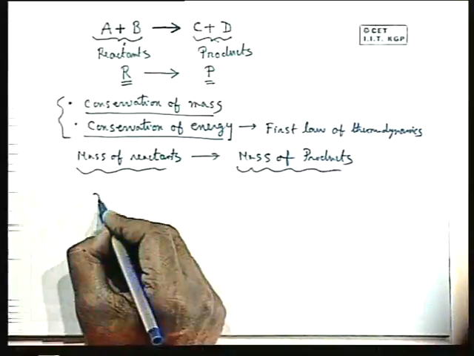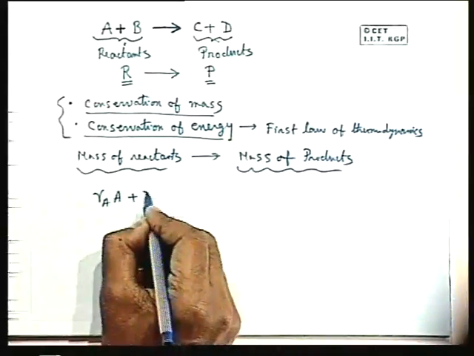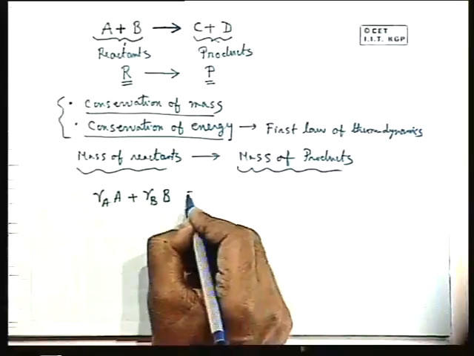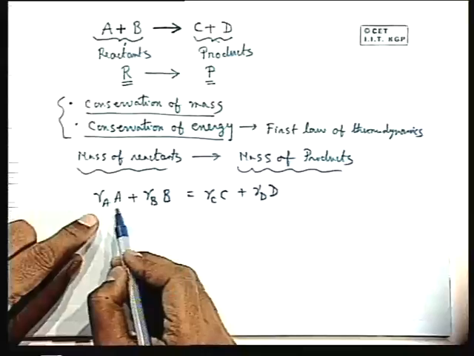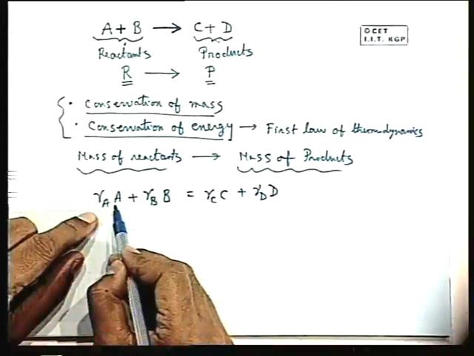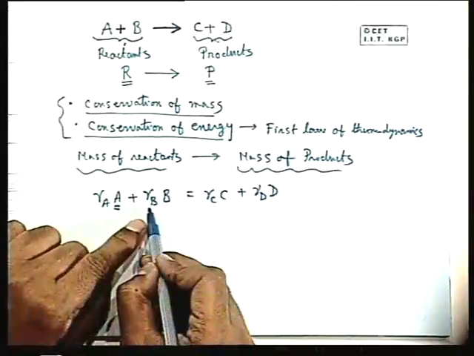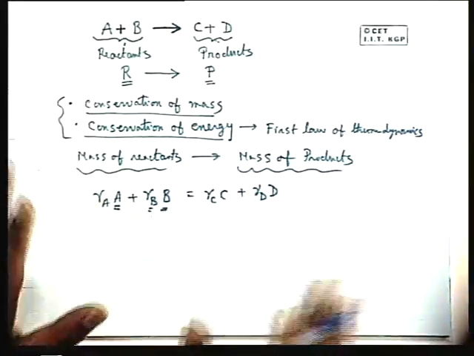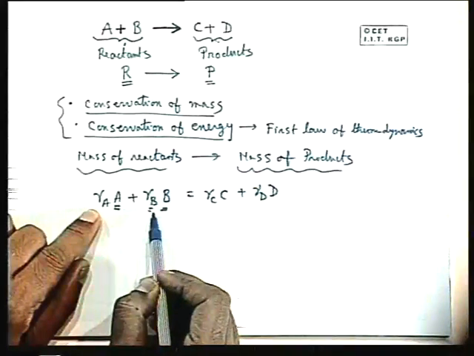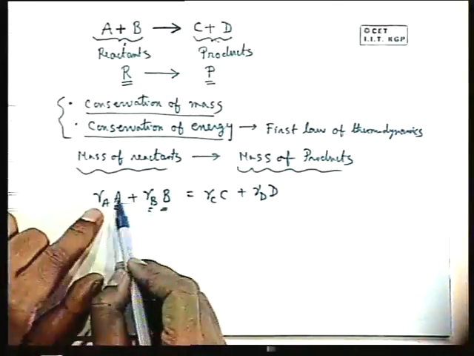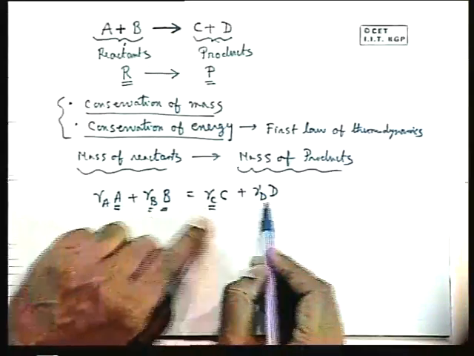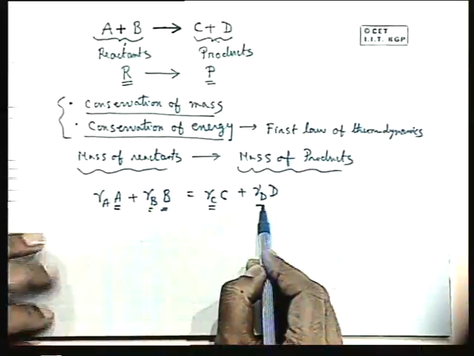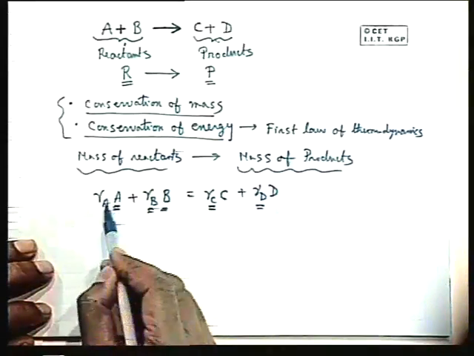For example, we can write it this way: γA A plus γB B gives γC C plus γD D. These are recapitulations of your school level things. This is basic chemistry. That means γA number of moles of A can react with γB number of moles of B. These are the necessary and sufficient conditions. γA number of moles of A can react with γB number of moles of B to produce γC number of moles of C and γD number of moles of D. So, these are the number of moles which are required to balance the equation.